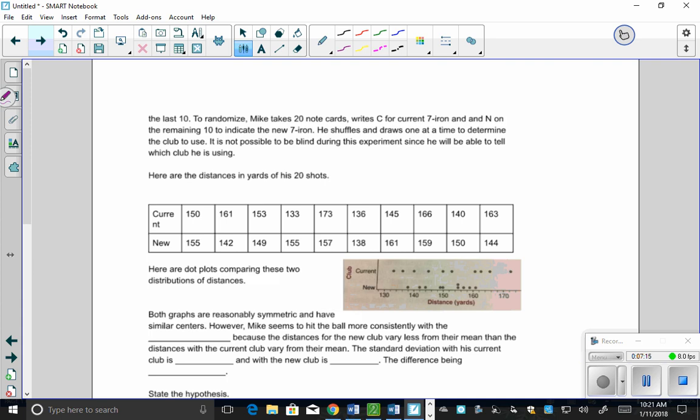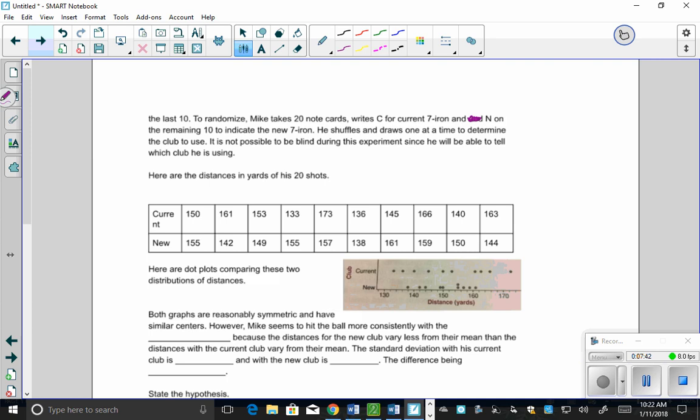To randomize, Mike takes 20 note cards. So here's the simulation part. He's going to take 20 note cards and write C for current 7-iron on 10 of them, and N on the remaining 10 to indicate the new 7-iron. So C is for current, N is for new. He shuffles and draws them one at a time to determine the club to use.